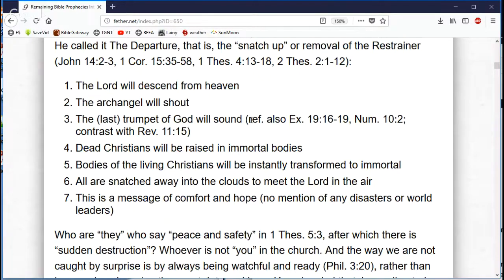And like I said, the 7 trumpets have a revelation given to John, not to Paul, at least 20 years later. So Paul is talking about an Old Testament reference here. And at that point, the 4th thing is dead Christians will be raised. Like I mentioned, then the bodies of the living Christians transformed. We're all snatched away to meet the Lord in the air, not to come back to the earth with him. Paul doesn't mention any such thing at that point. It says we will be with him forever. And the 7th thing is this is a message of comfort and hope. No mention of anything else that we just talked about in Revelation.